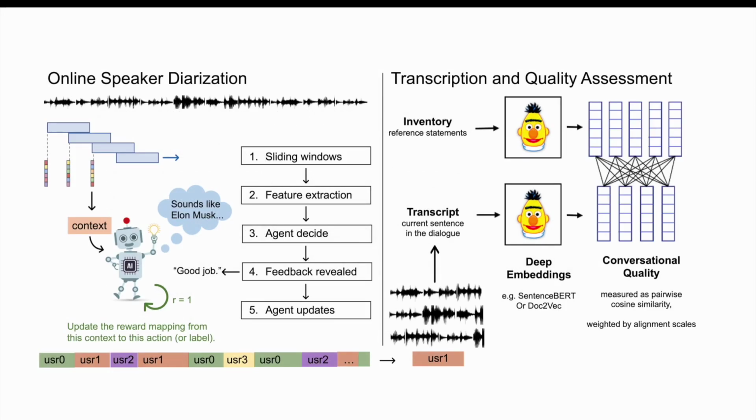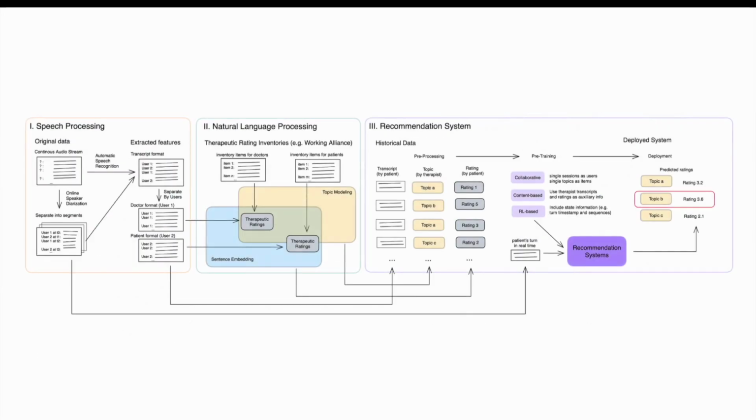This can be visualized here in this flowchart, where after the diarization, for each user, we have the transcript, and the transcript is fed to the deep embedding. In this analysis, we use Sentence-BERT as our embedding. And then the conversational quality is measured as the pairwise cosine similarity of the current transcript versus the inventory items. Say we have 36 inventory items, it will be a vector of 36 dimensions. And then we can weight them by our alignment scale to compute the individual scores in different scales.